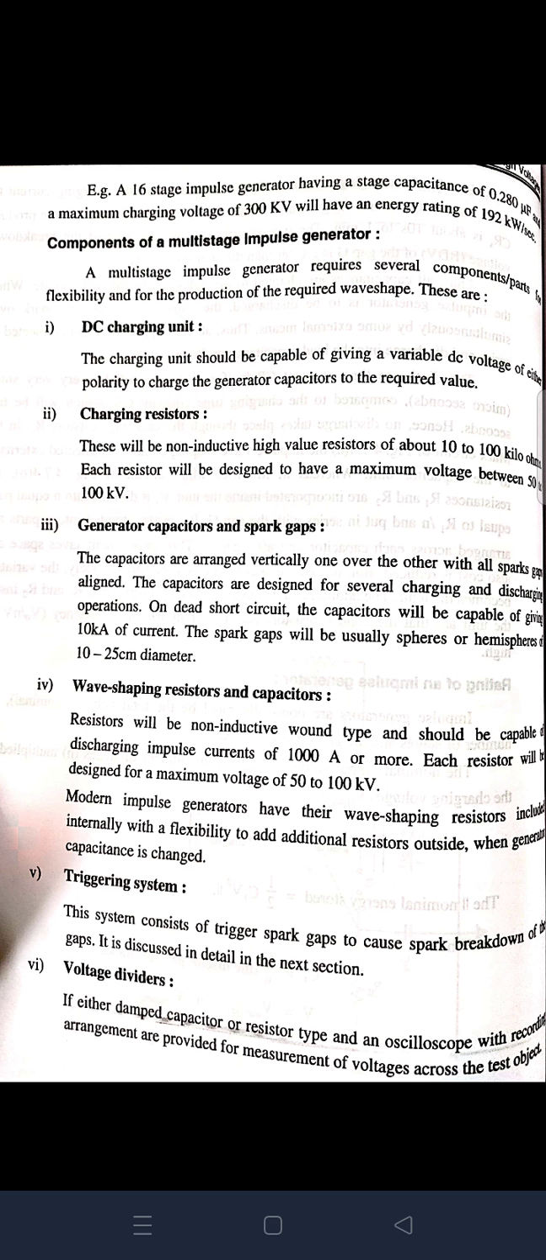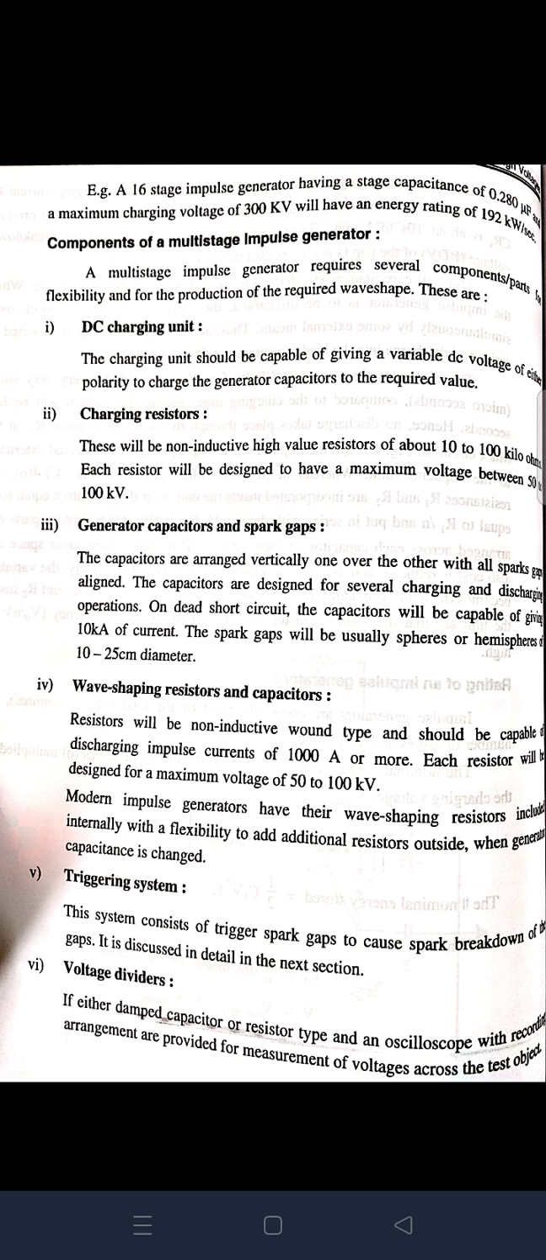The capacitors are designed for several charging and discharging operations. On dead short circuit, the capacitor will be capable of giving 100 kA of current. The spark gap will be usually spheres or hemispheres of 10 to 25 cm diameter.